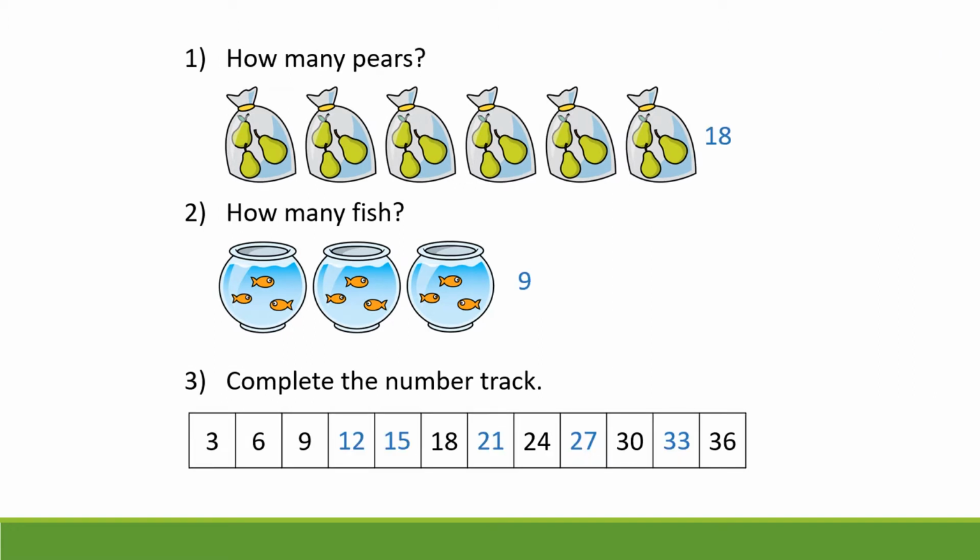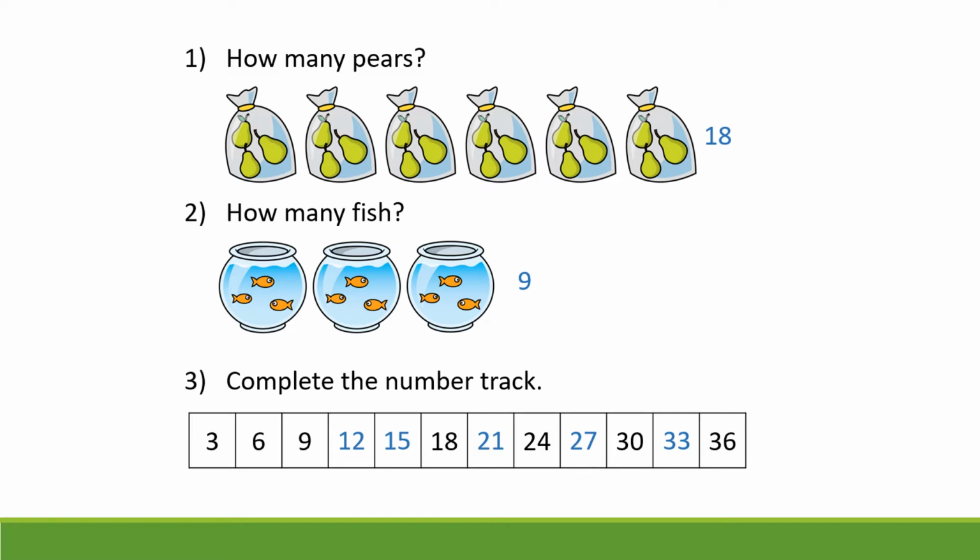Let's take a look. Number 1, how many pears? There are 18 pears altogether. As you can see, there are 6 bags with 3 pears in each. 6 times 3 equals 18. Number 2, the answer was 9, as there are 3 fish bowls with 3 fish in each. So 3 multiplied by 3 equals 9.